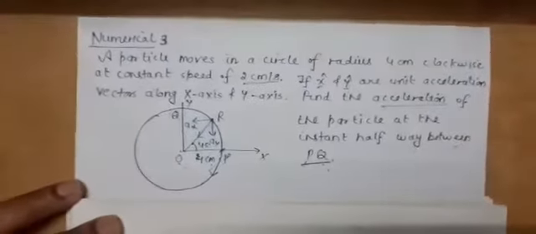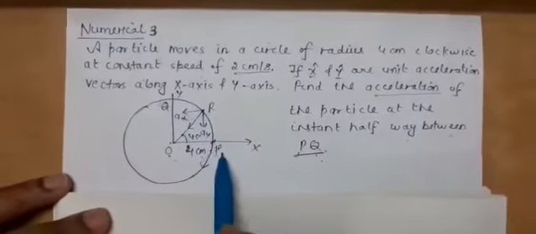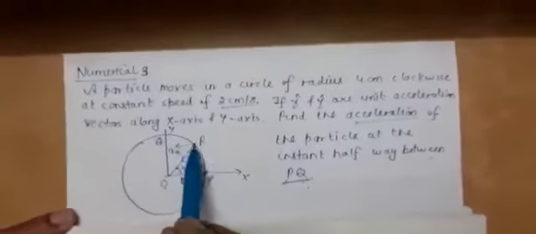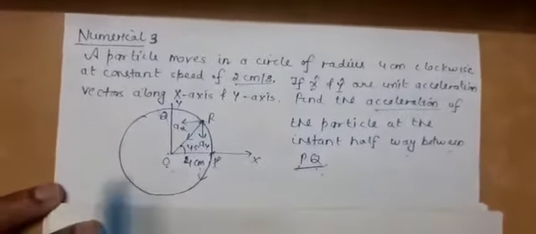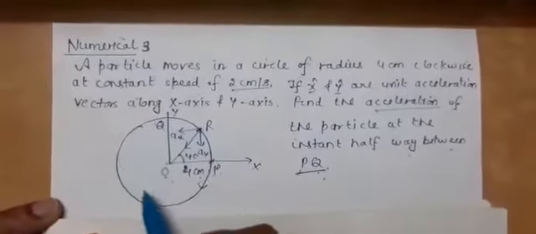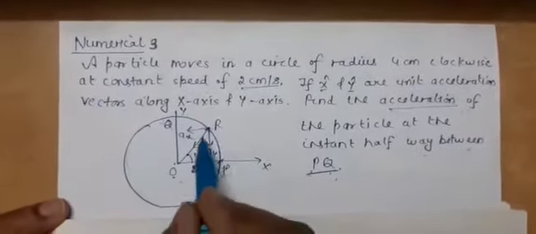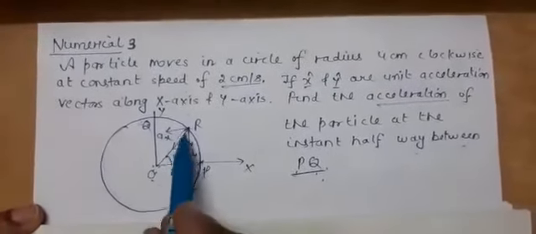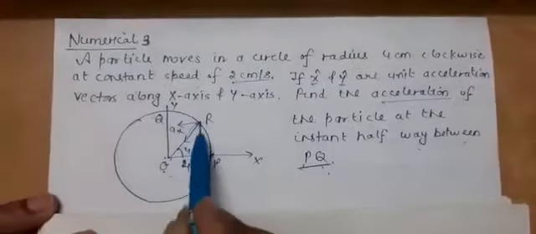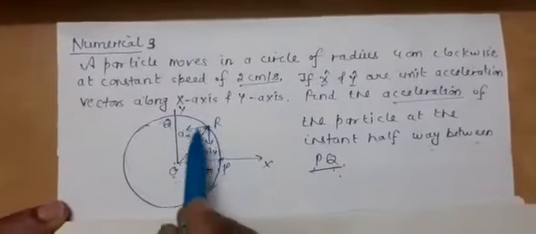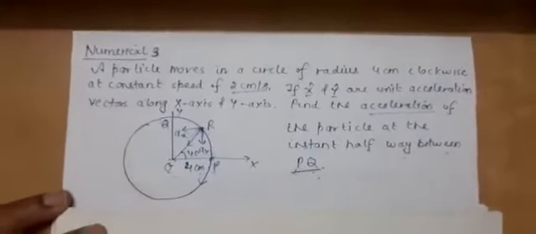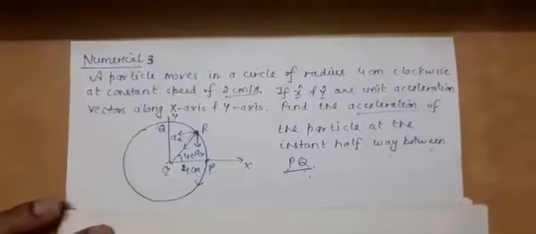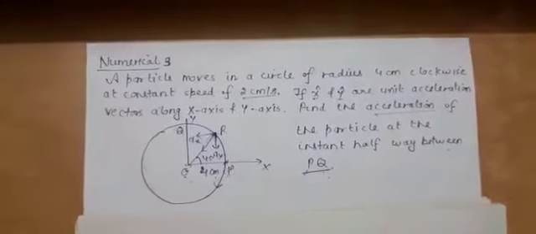So the figure should be given here. Find the acceleration of the particle at the instant halfway between P and Q. So halfway, it will lie somewhere else. Now see, as this is moving in a circular path, acceleration will be acting toward the center, right? Now if this is the acceleration, this will be the vertical component and this will be its horizontal component. So on the basis of the given parameters, let us solve this numerical.